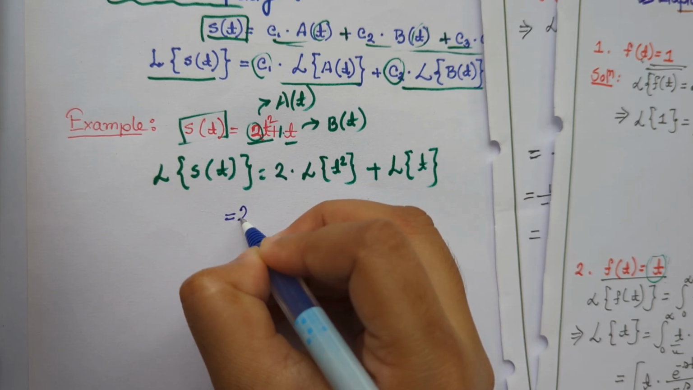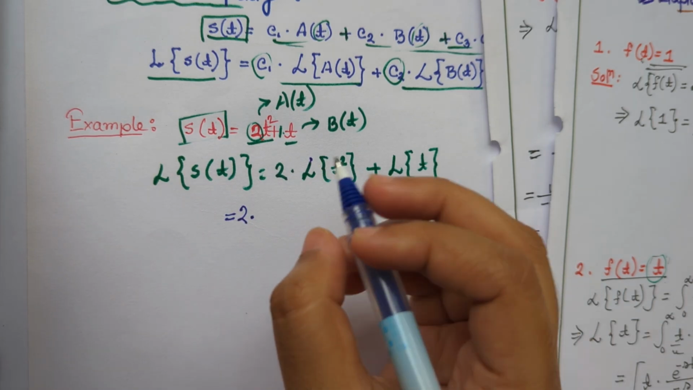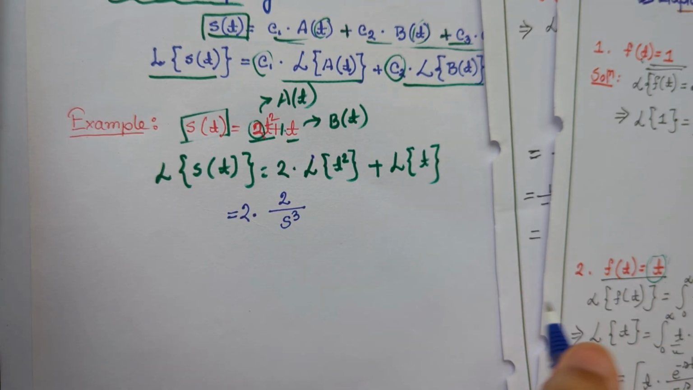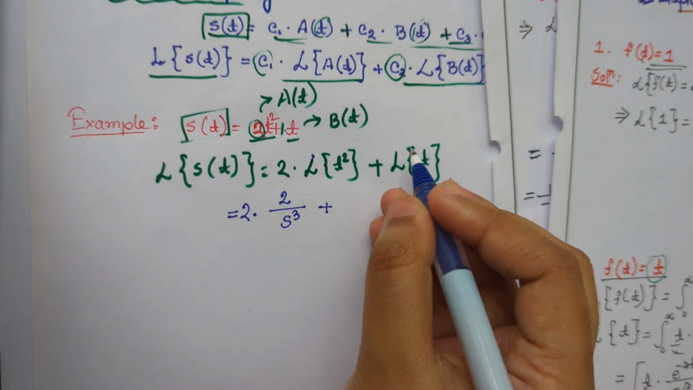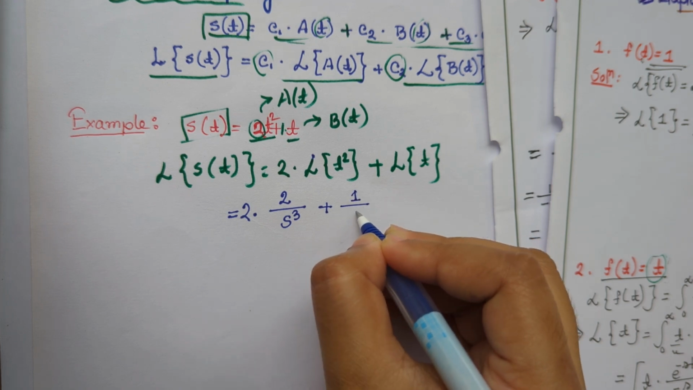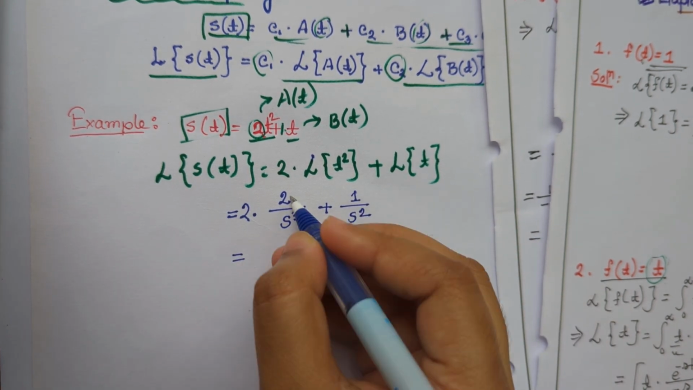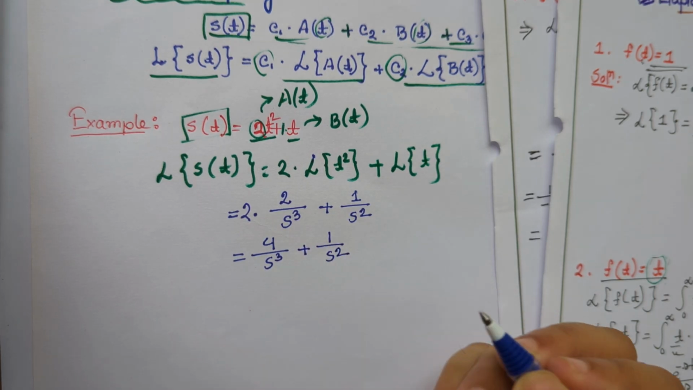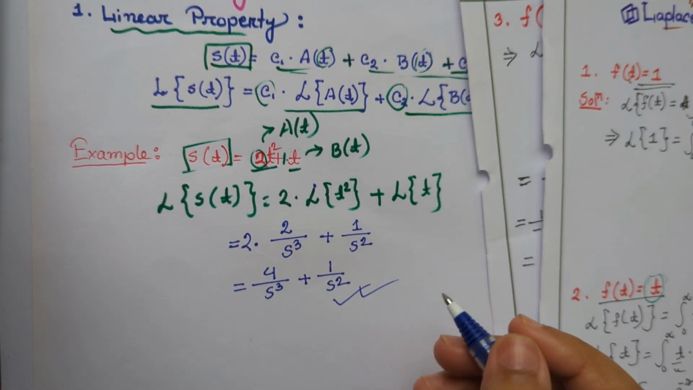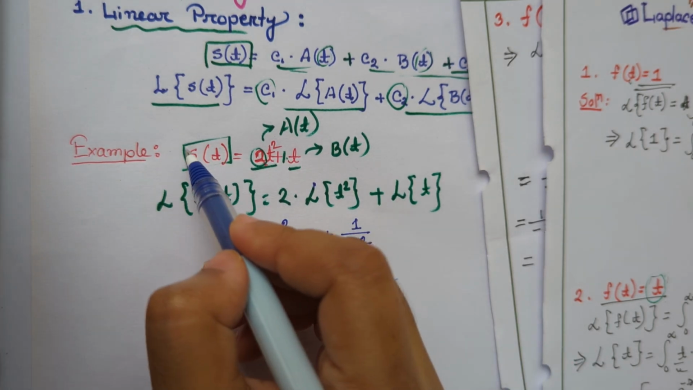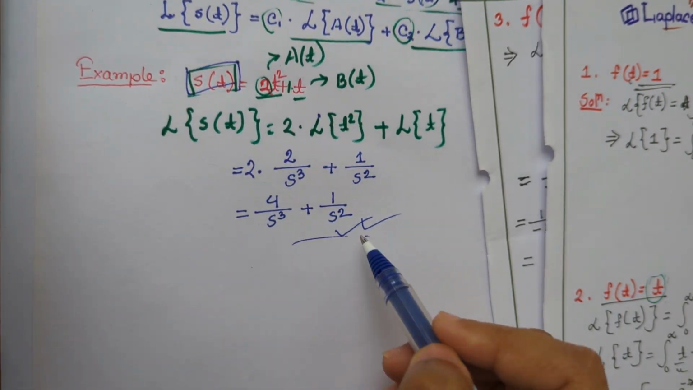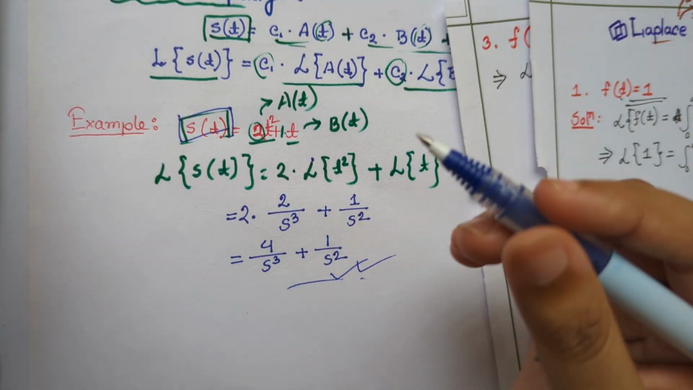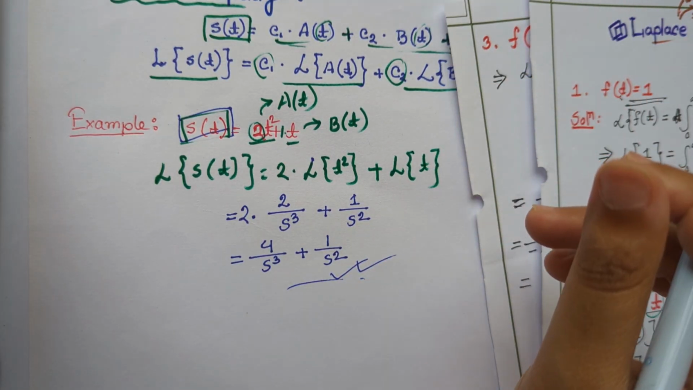So our arbitrary constant will remain the same, and the Laplace transform of t square will be 2 divided by s cube, which we can see from the previous video, plus the Laplace transform of t, which is 1 divided by s square. If we multiply this, we will get 4 divided by s cube plus 1 divided by s square. This is the required answer of our Laplace transform. It's just similar to the basic Laplace transform. We will just break the Laplace transform into each and every function.